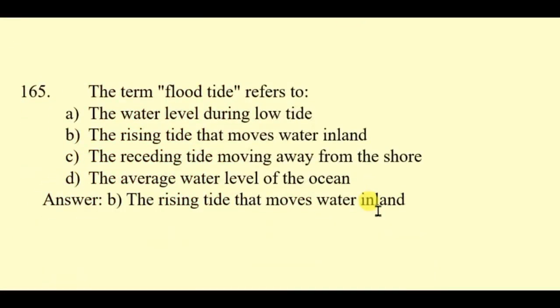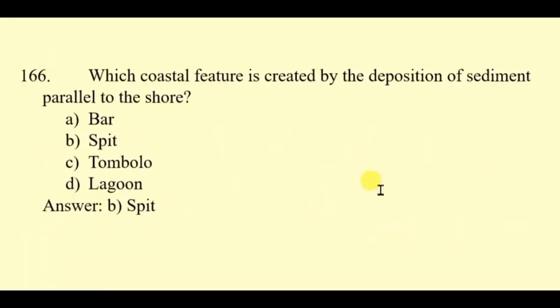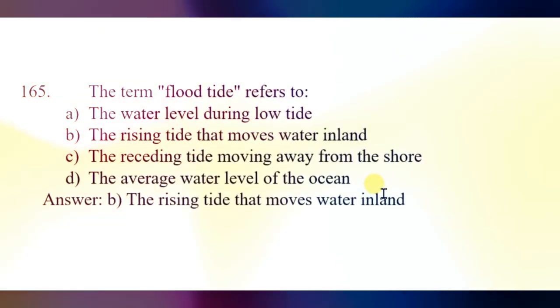Question 165. The term flood tide refers to: the water level during low tide, the rising tide that moves water inland, the receding tide moving away from the shore, or the average water level of the ocean. Here the right answer will be the rising tide that moves water inland. It's called flood tide. It is the opposite of the ebb tide.